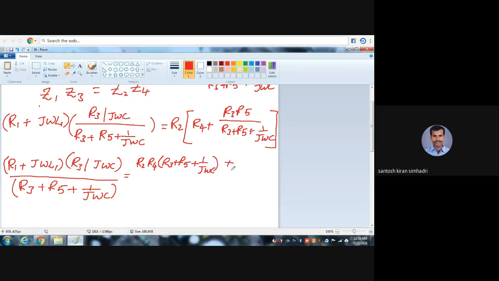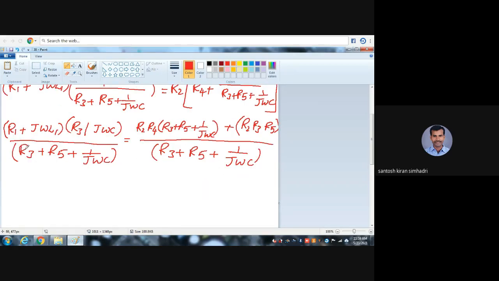The next one is R2 into R3 into R5, R2 into R3 into R5 by, what is the total expression? Vandana, are you there? Is it clear for you? Is my derivation part clear to you? Very good. R3 plus R5 plus 1 by j omega C. Now what happened? Can anyone guess? Very simple step. Immediately what can we do? This one gets cancelled.